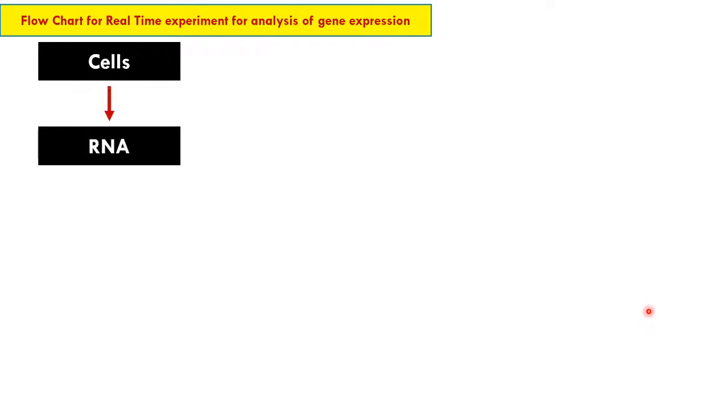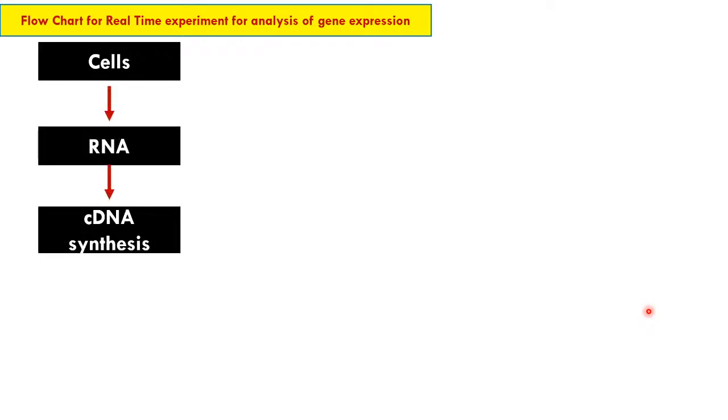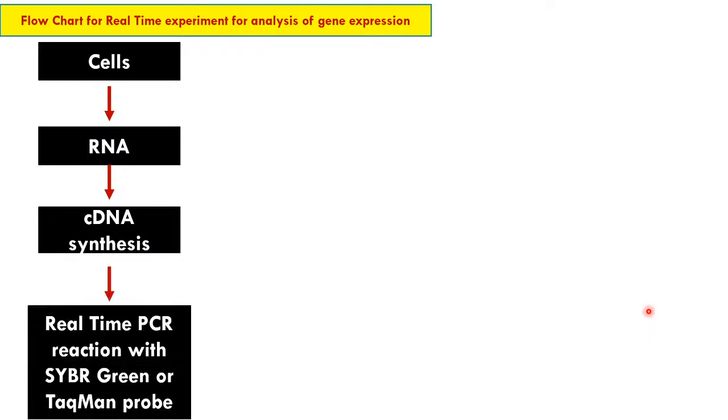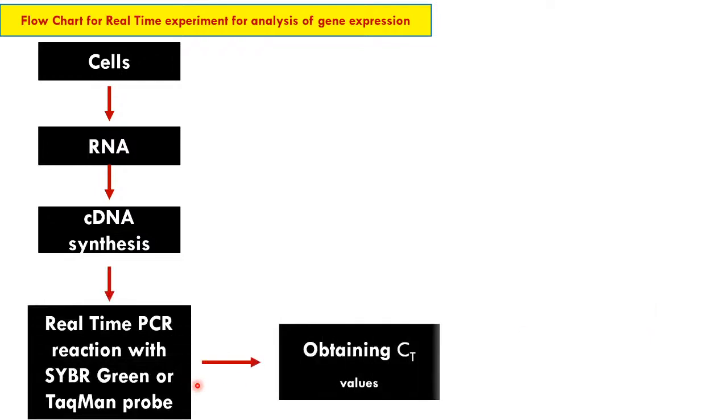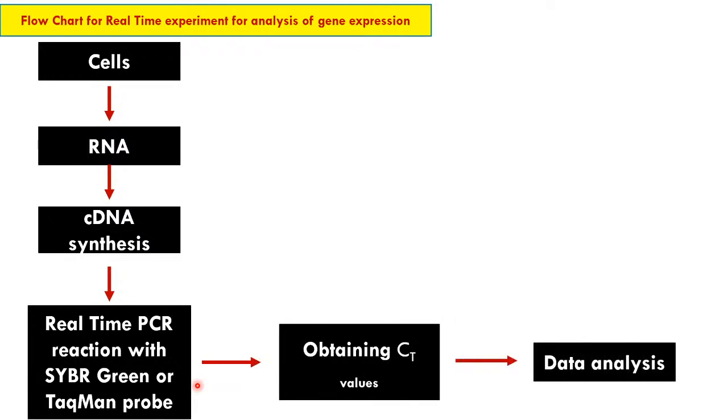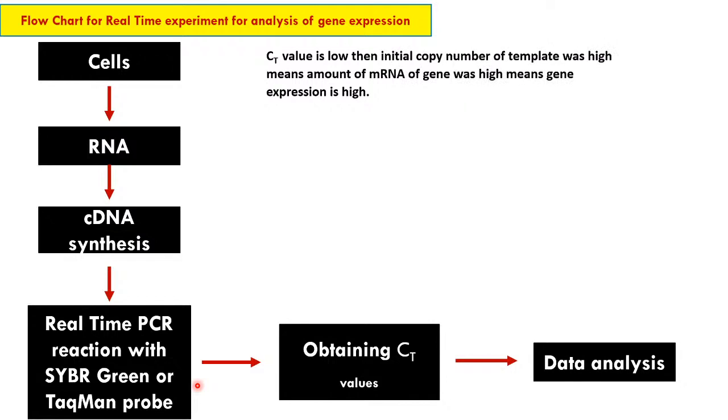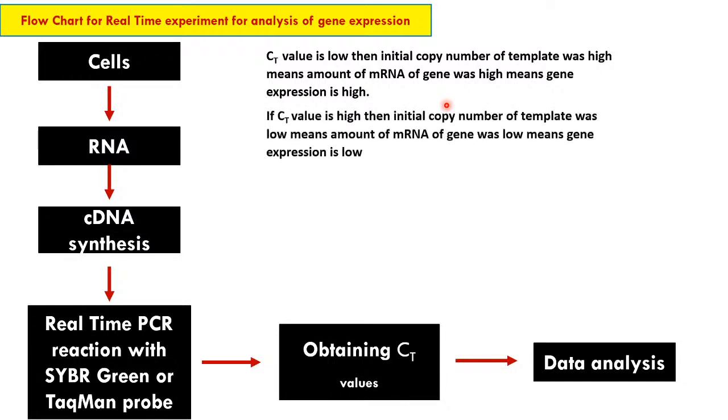We take the cells, isolate the RNA, prepare the cDNA out of the RNA, do the real-time PCR with SYBR Green or TaqMan probe, obtain the CT values, and then do the data analysis. That's it, right? CT value is low, the initial copy number of template was high, it means the amount of mRNA of the gene was high, means gene expression is high. CT value is high, means initial copy number of template was low, means amount of mRNA of the gene was low, means gene expression is low. More CT, less gene expression. Less CT, more gene expression. That is what we do.